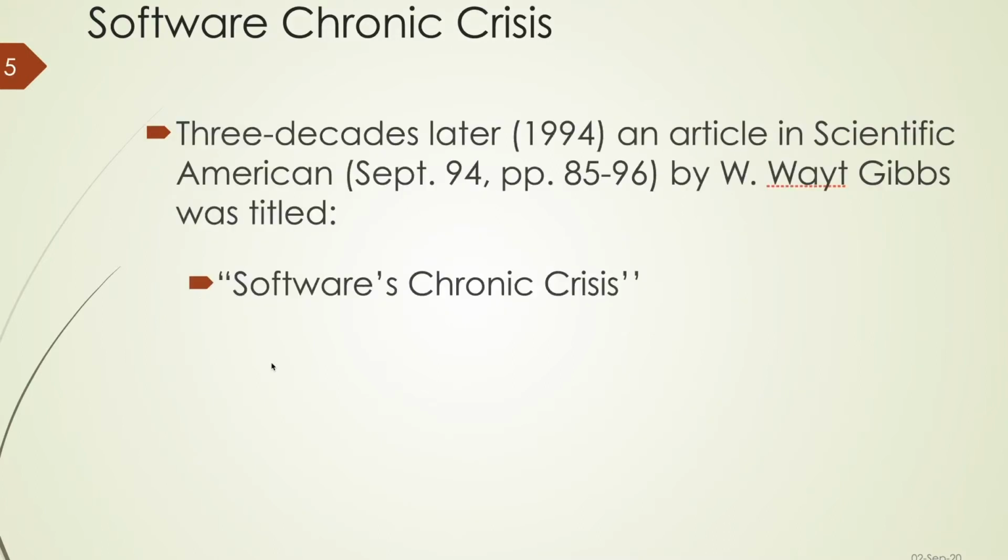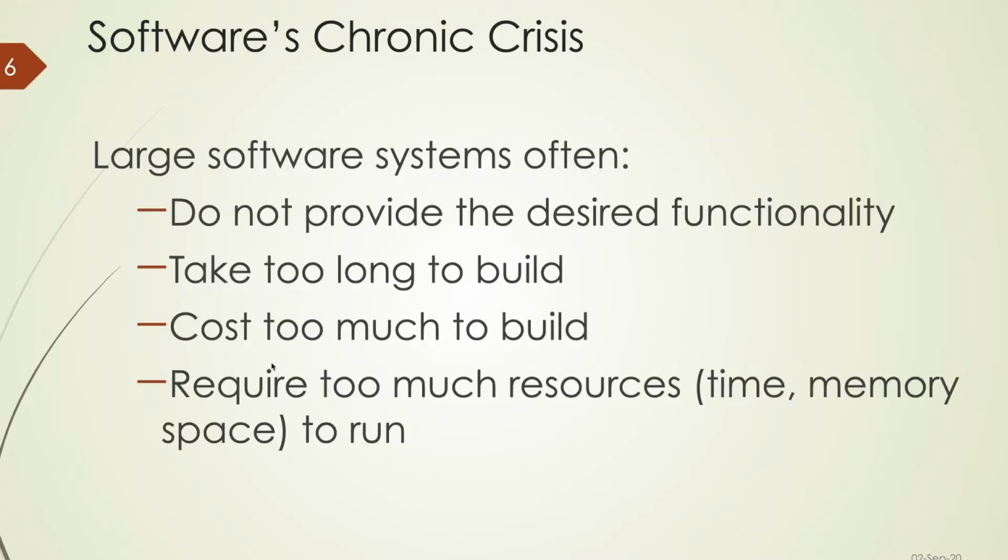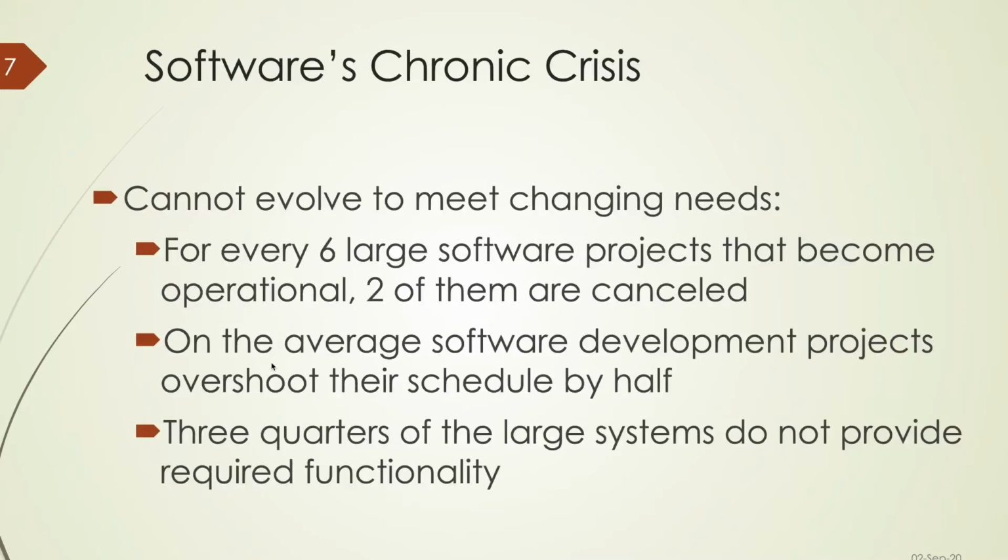Nearly three decades later, in 1994, an article in the Scientific American by Wayt Gibbs was titled Software's Chronic Crisis. So even 30 years later, we're still talking about the software crisis. And what is it? Large software systems often do not provide the desired functionality, they take too long to build, they cost too much, and they require too many resources. Resources in terms of time, money, and space.